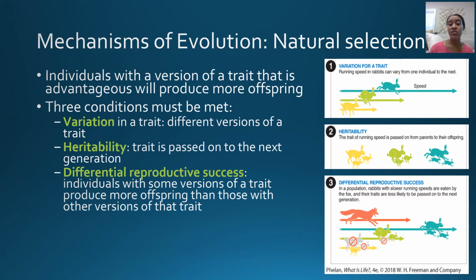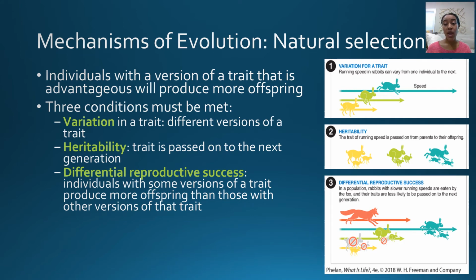So one version of the trait, or some versions of the trait, have to result in that organism being able to produce more offspring than individuals that express a different version of that trait. So looking at these rabbits, the rabbit that has the version of the trait that makes them slow, and the rabbit that has the version of the trait that makes them medium speed, will more likely be prey to the fox, right? So we can see that in predation, the fox is more likely to catch and eat the slow and the medium speed rabbit.